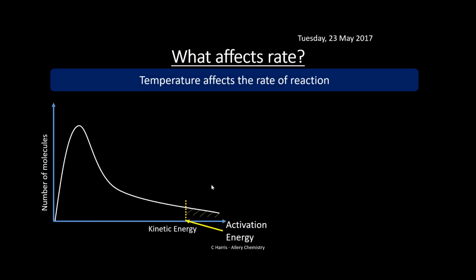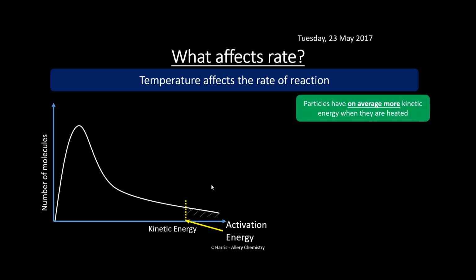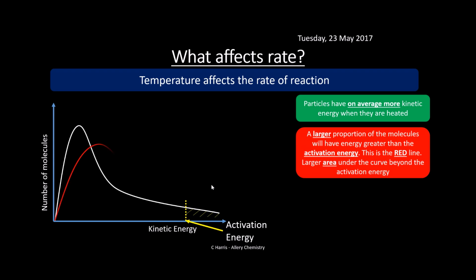Okay, so let's have a look at what affects rate. Temperature affects the rate of reaction. Particles, on average, have more kinetic energy when they're heated, because we're giving them thermal energy. So a larger proportion of the molecules will have energy greater than the activation energy. This is symbolized by the red line, as you can see there. There's a larger area under the curve beyond the activation energy, but the overall area underneath the curve is the same. So we've increased the area underneath the red curve beyond the activation energy, and we have more particles with energy greater than the activation energy.